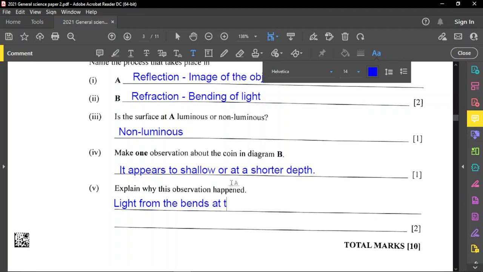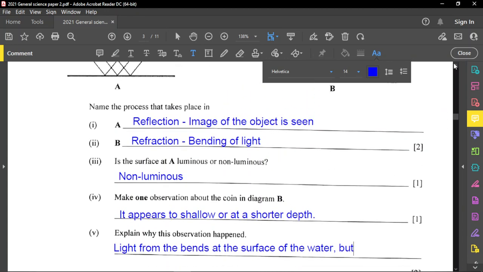Bends at the surface of the water. So there's bending taking place there at the surface of the water. I'm going to show you, so you actually see this. So it bends at the surface of the water. Just to mention that. But I'm going to tell you what the but is. That's the next point right there. Let's go back and show you.